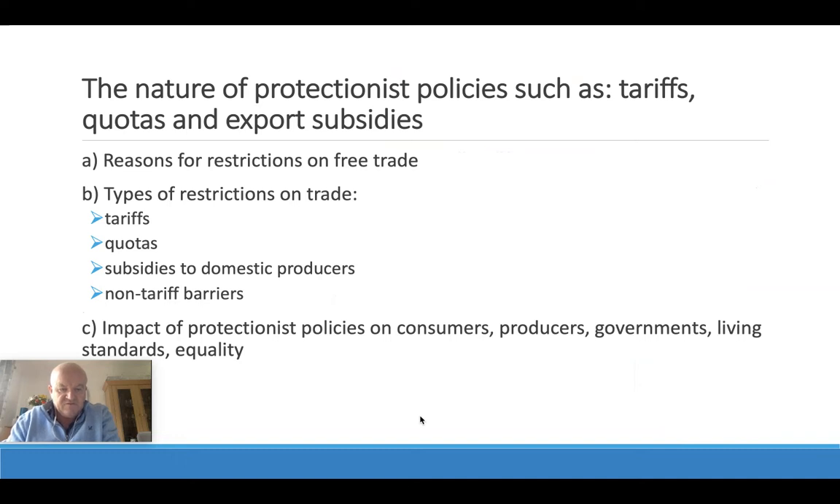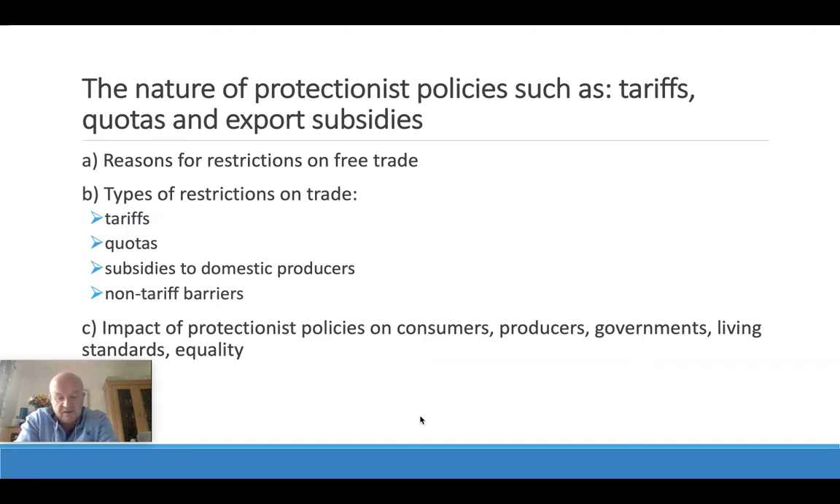So first and foremost, what we're going to cover in this section is the types of protectionist policies that are potentially in place, and the reasons, first and foremost, for the restrictions on free trade, and then the different types of restrictions that can be applied, like, for instance, tariffs and quotas. We'll look at subsidies to domestic producers, and we'll also look at non-tariff barriers, okay? And then also we'll try to look at the impact of these protectionist policies on consumers, producers, governments, living standards, and equality.